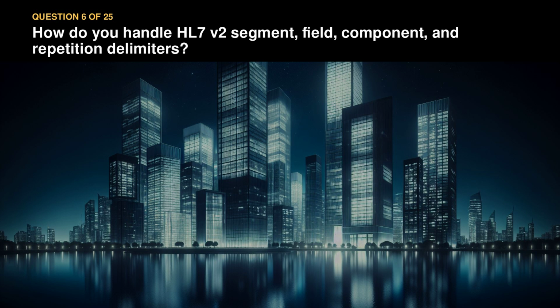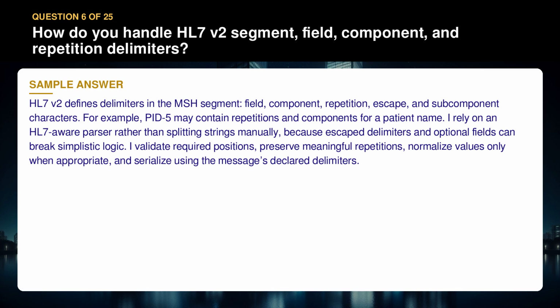Question 6. How do you handle HL7 version 2 segment, field, component, and repetition delimiters? HL7 version 2 defines delimiters in the MSH segment: field, component, repetition, escape, and subcomponent characters. For example, PID-5 may contain repetitions and components for a patient name. I rely on an HL7-aware parser rather than splitting strings manually, because escaped delimiters and optional fields can break simplistic logic.